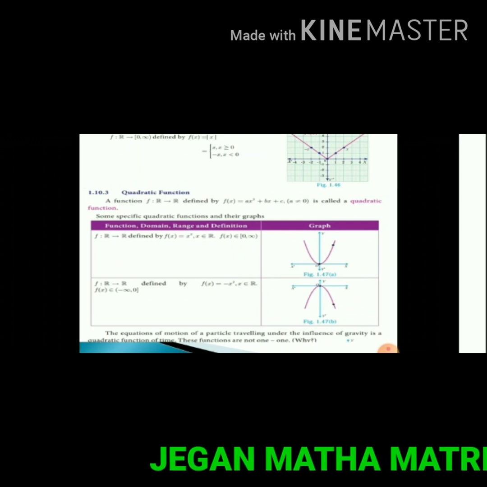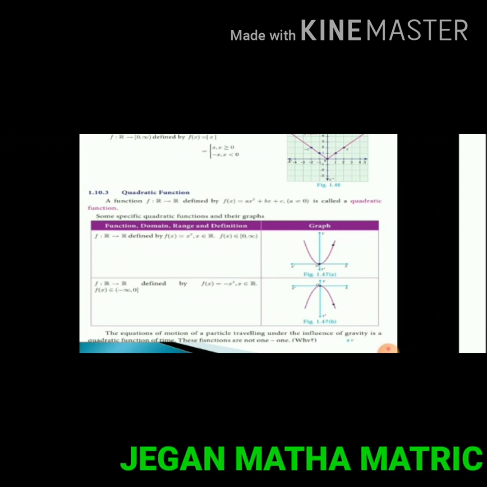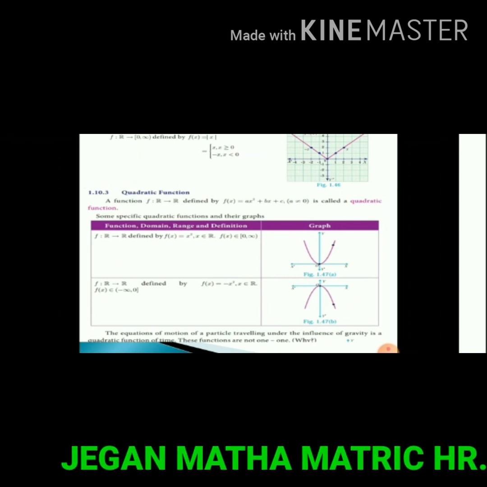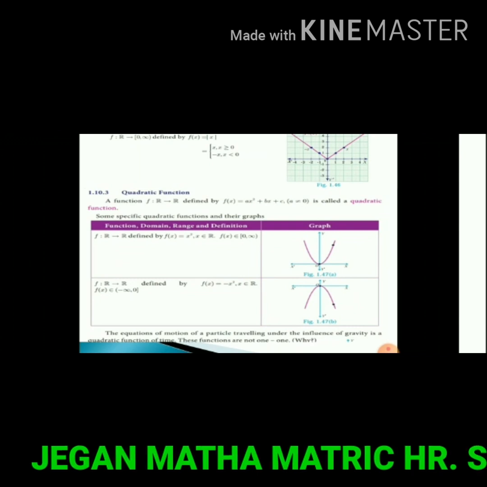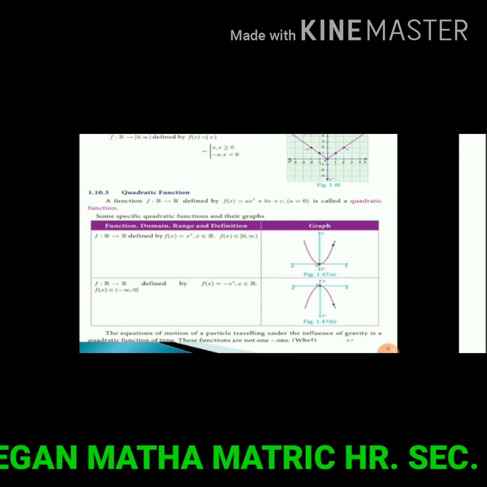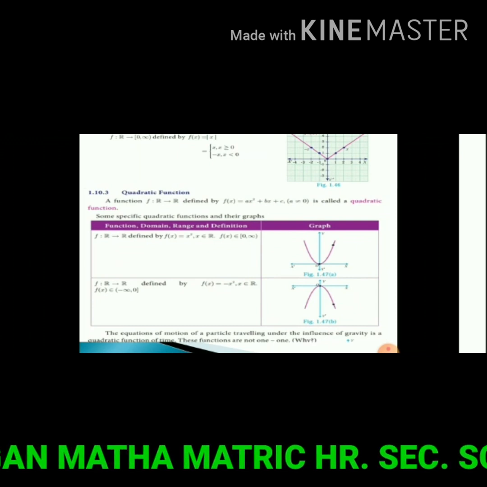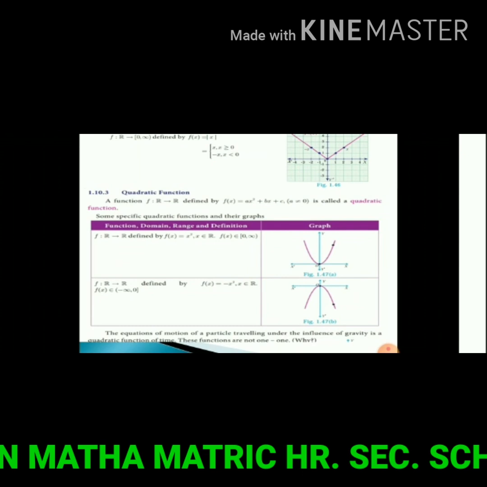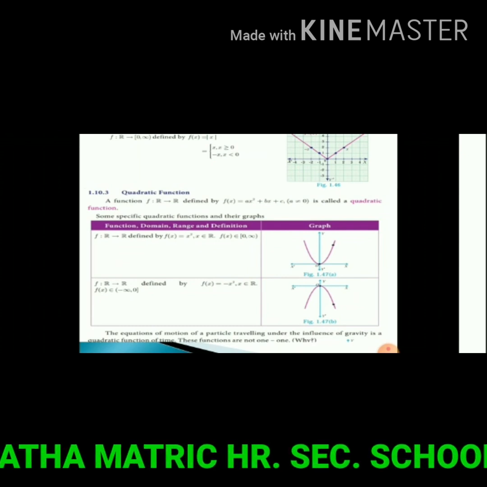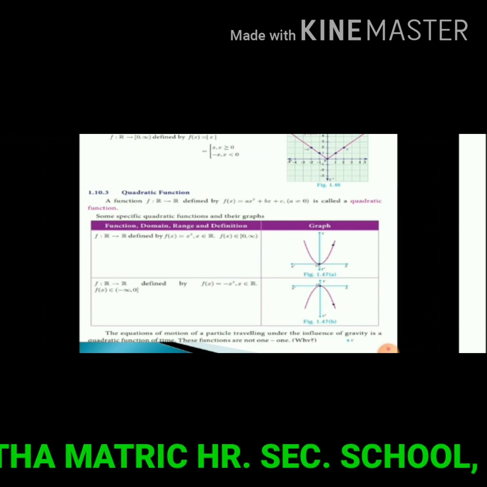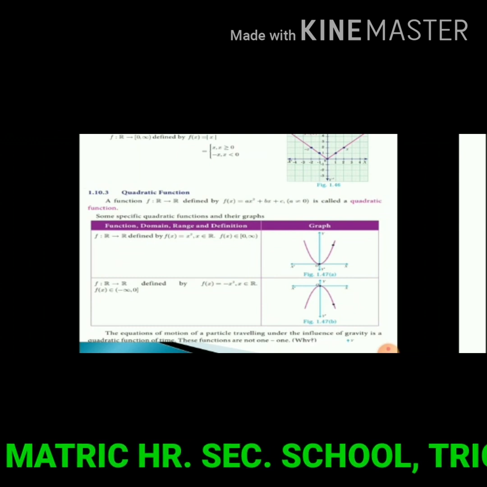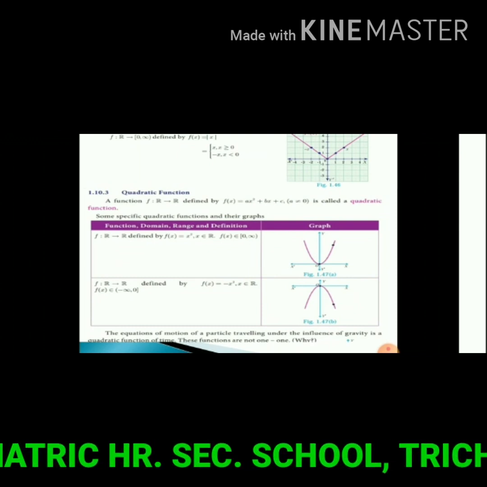The next one, quadratic function. A function f from R to R defined by f of x is equal to ax square plus bx plus c, a not equal to 0, is called a quadratic function. Some specific quadratic functions and their graphs are given below. Here, f from R to R, then f of x is equal to x square, x belongs to R. Then f of x is equal to minus x square, x belongs to R. These are some examples for quadratic functions.